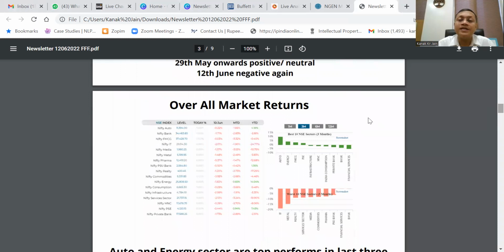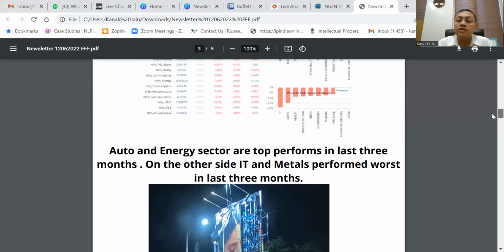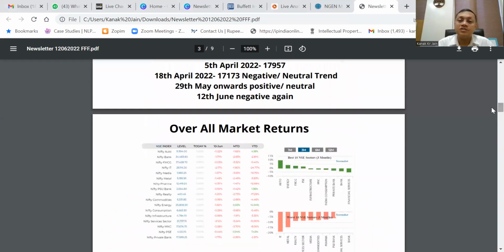This is the overall market situation, wherein we can see that the auto and the energy sectors in the last 3 months are positive, and there are various others, FMCG and PSU also. On the other side, IT, realty, and metal are all negative sectors as a whole. So this is what is more important as far as this bulletin is concerned. Keep reading and keep enjoying.